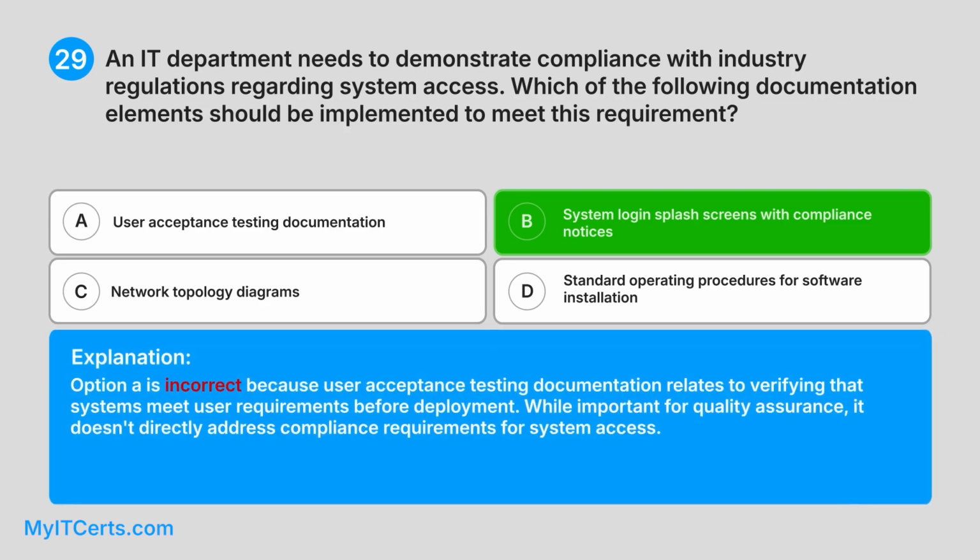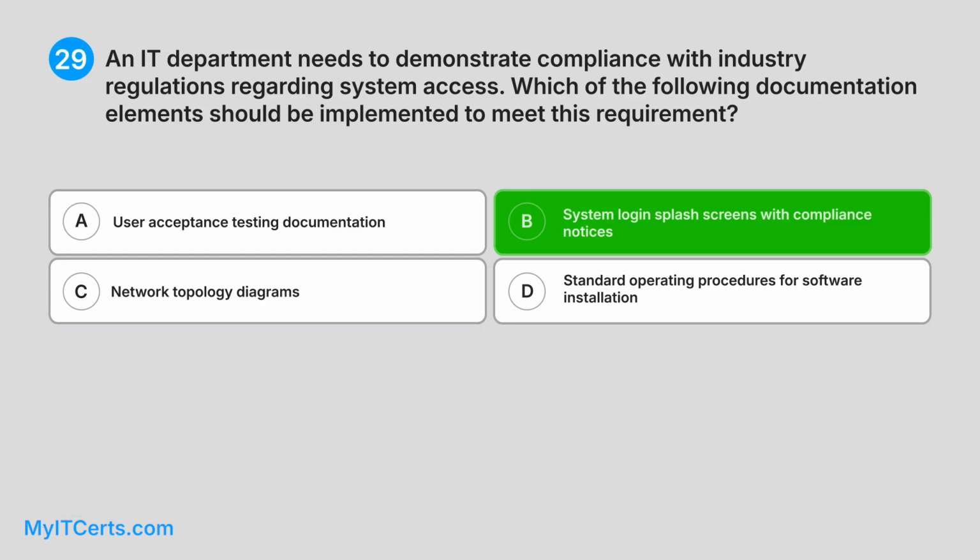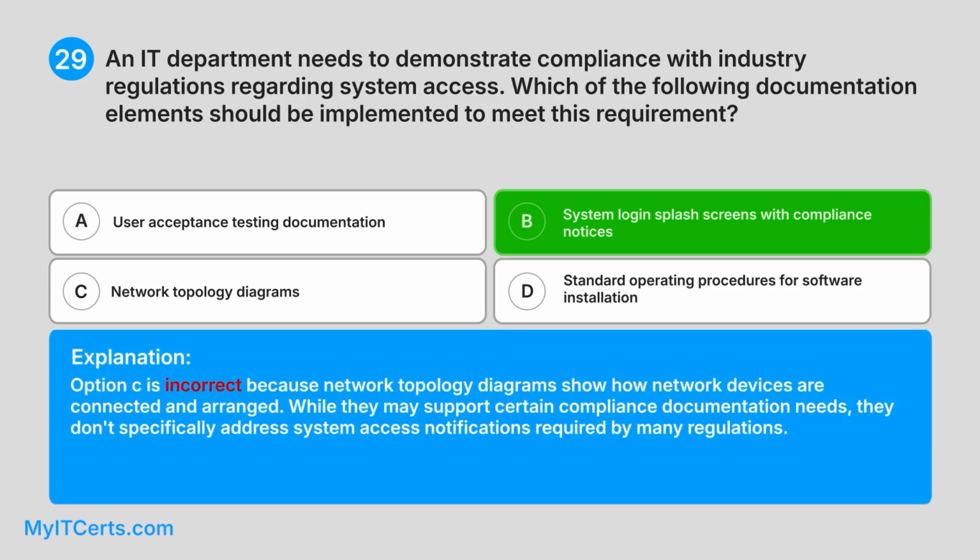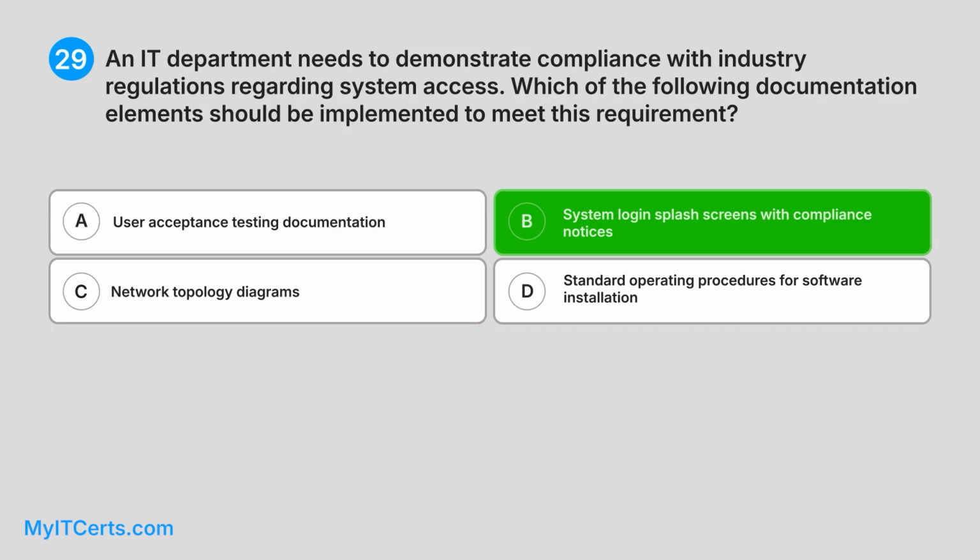Option A, user acceptance testing documentation, is incorrect because user acceptance testing documentation relates to verifying that systems meet user requirements before deployment. While important for quality assurance, it doesn't directly address compliance requirements for system access. Option C, network topology diagrams, is incorrect because network topology diagrams show how network devices are connected and arranged. While they may support certain compliance documentation needs, they don't specifically address system access notifications required by many regulations.